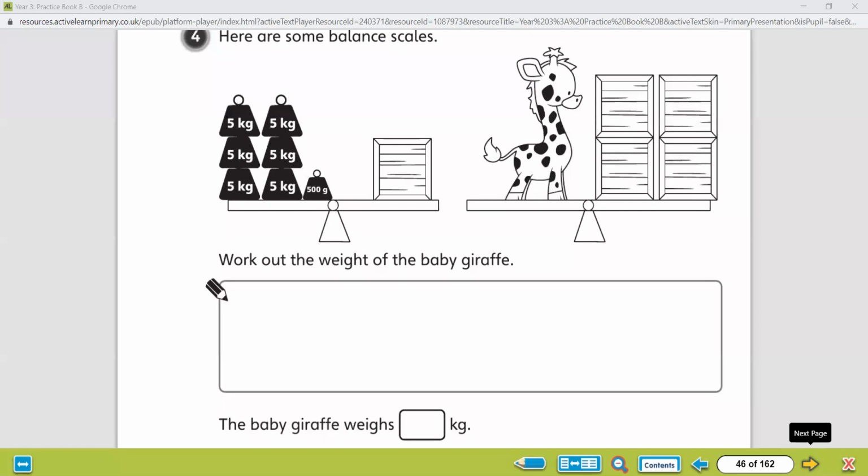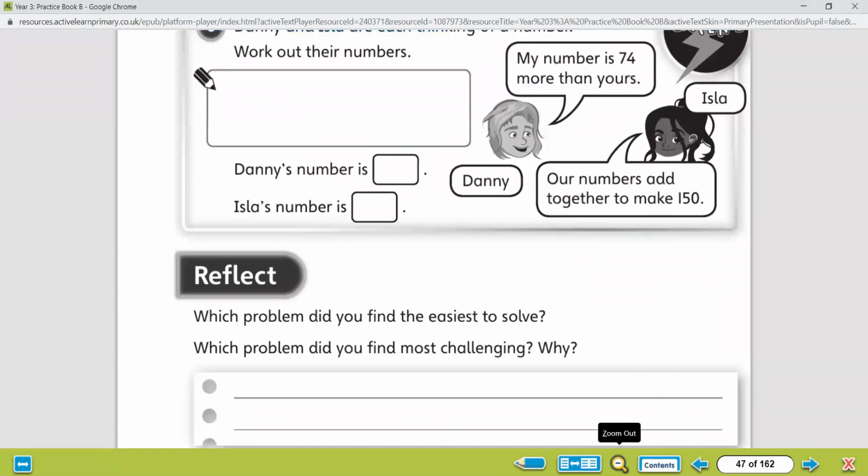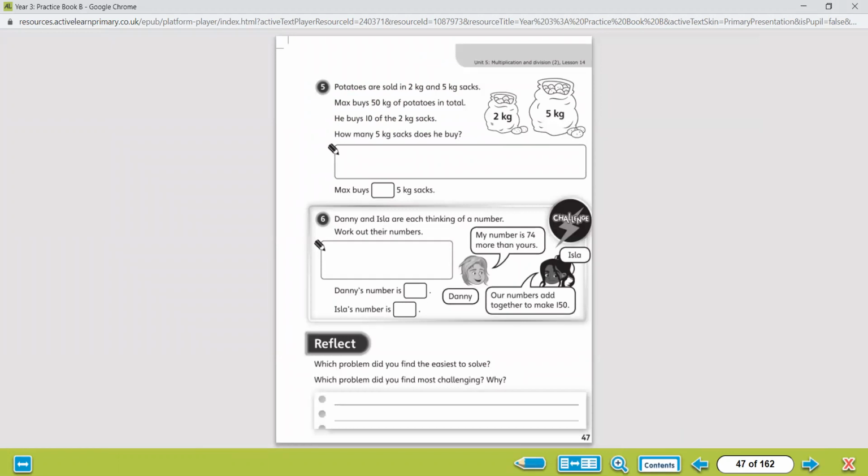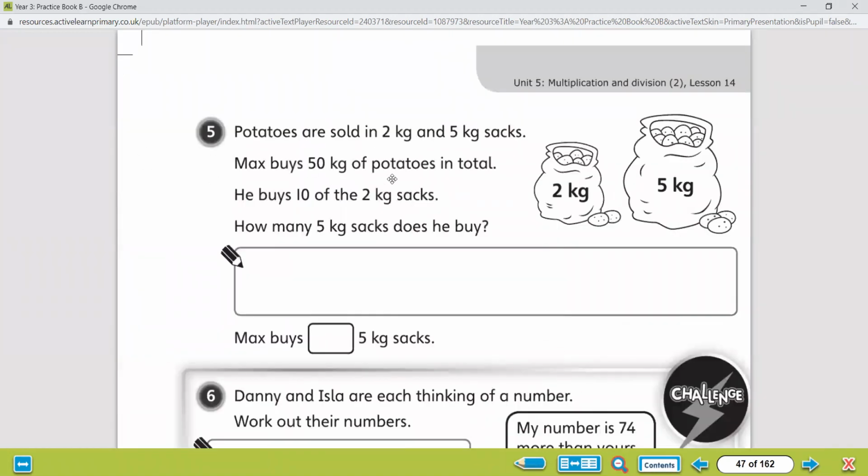So the last question we're going to do today, and I'd like you to have a go at it. It says potatoes are sold in 2 kilogram and 5 kilogram sacks, and Max buys 50 kilograms in total, and he buys 10 of these sacks. We've got to work out how many of these sacks he buys. So the first thing you're going to have to do is work out what 10 lots of 2 kilograms are, and that will tell you how much of those he's bought.